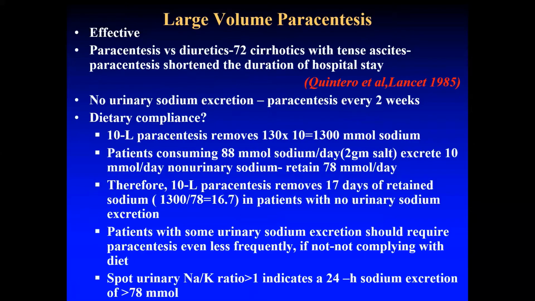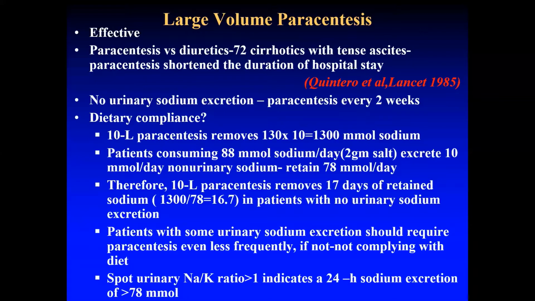Large volume paracentesis is very, very effective, and this is the most commonly used method of controlling refractory ascites. But the problem with this is paracentesis induced circulatory dysfunction. In this study of paracentesis versus diuretics, 72 cirrhotics with tense ascites were studied, in which paracentesis shortened the duration of hospital stay. And how frequently should we go for therapeutic tap? If there is no urinary sodium excretion, paracentesis is required every 2 weeks.